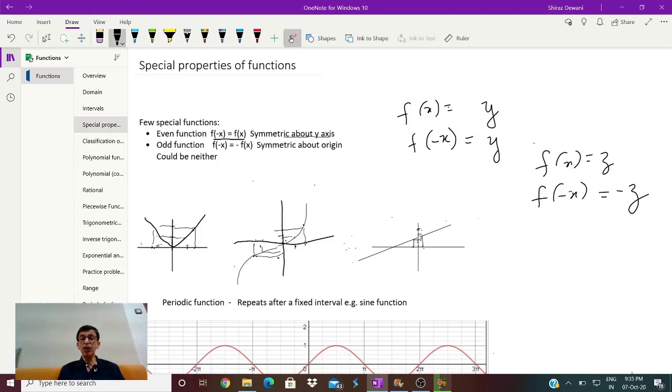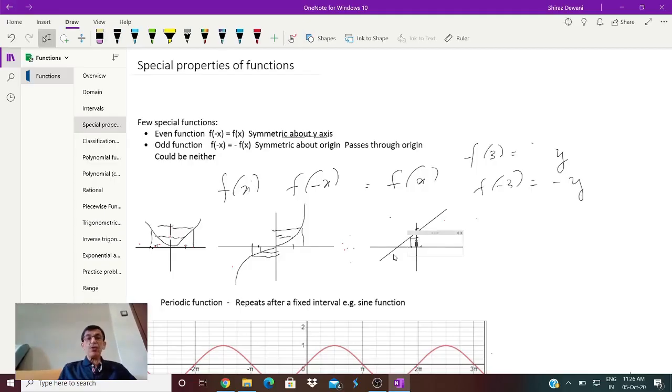Now this y is not the negative of this, nor is it equal to this. So you get a totally different y, which is neither the negative of this nor equal to this. So you may get something which is neither y nor minus y. And hence the value of this is not equal to this nor the negative of this. So it could be neither of them. So it need not necessarily be an odd function or an even function.